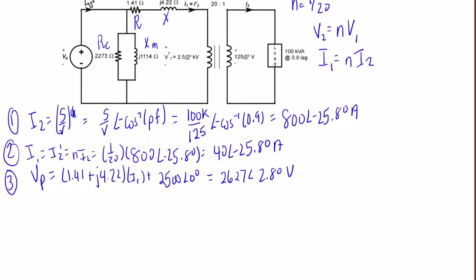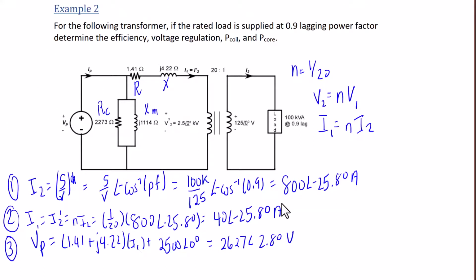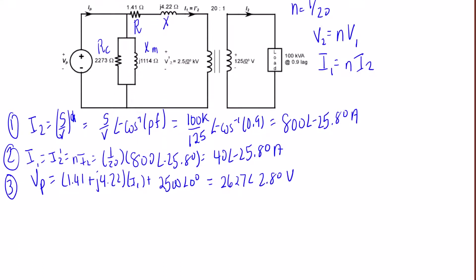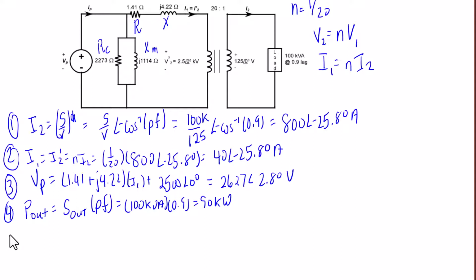For the next step, we're going to find P out. And P out is equal to the apparent power at the output times the power factor. So that's 100 kVA times 0.9, which equals 90 kilowatts. Next, we're going to find IP, the current at the primary.